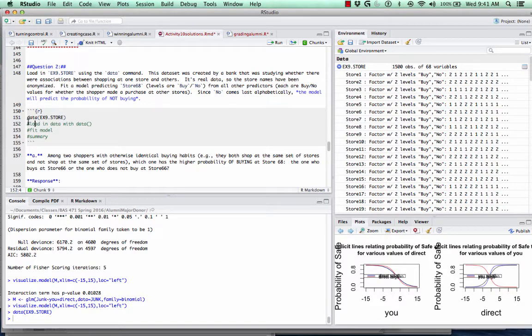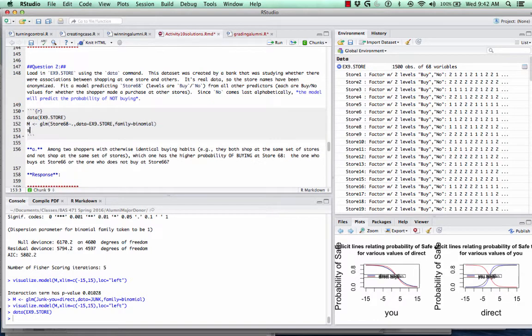All right, so what we're being asked is to fit a model that predicts store 68 from all predictors in the model. So let's fit that. glm(store68 ~ ., data = ex9.store, family = binomial) to turn on logistic regression. And we're going to get a summary of this model. It's going to be a pretty big model. There's a lot of predictors here.